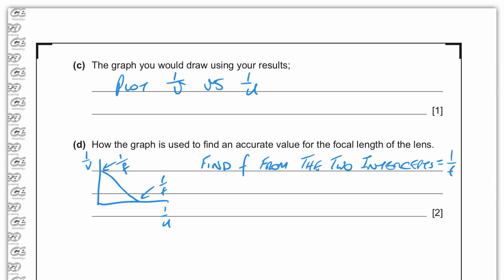Okay, so you find F from the two intercepts. They're both going to be equal to 1 over F, and then you average the two results for F to improve your answer.